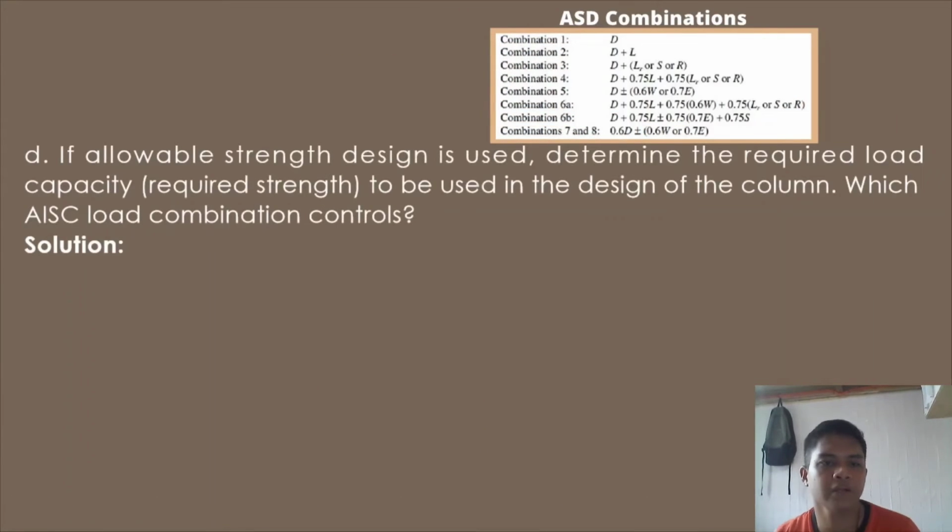Next, if allowable strength design is used, okay, ASD combinations ngayon yan, determine the required load capacity or required strength to be used in the design of the column, which AISC load combination controls. Observations tayo ulit. Kasi mas mataas to compare dito kasi 60% lang dito ang D. So, cancel natin to. With yung 5. Next, earthquake, wala tayong earthquake. Yung CA, pwede yun siya gamitin CA.